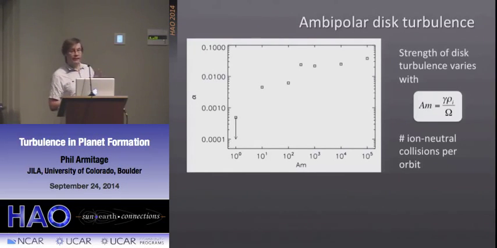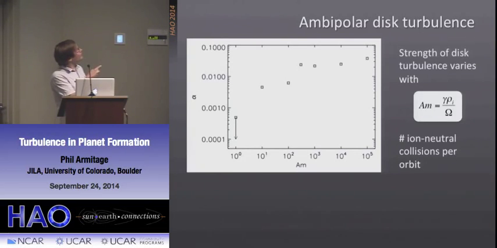So this calculation here is a very simple one, where what we do is ignore, in fact, the vertical stratification of the disk, and just consider a box of fluid with shear, no vertical stratification, and some initially imposed magnetic field. And you can characterize the strength of the ambipolar diffusion via this control parameter. Gamma here is the collision rate between ions and neutrals. This is the ion density. This is the angular velocity. And this corresponds to the number of ion-neutral collisions that happen per orbit.